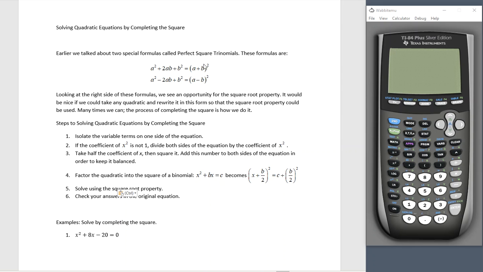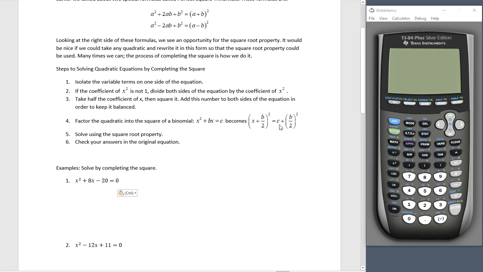But if we look at the right-hand side of these formulas, it looks like the form that we need for the square root method. The square root property comes in. It'd be nice if we could take any quadratic and rewrite it in this form so that the square root property could be used. And many times we can. This is the method, the process of completing the square. So what are the steps?